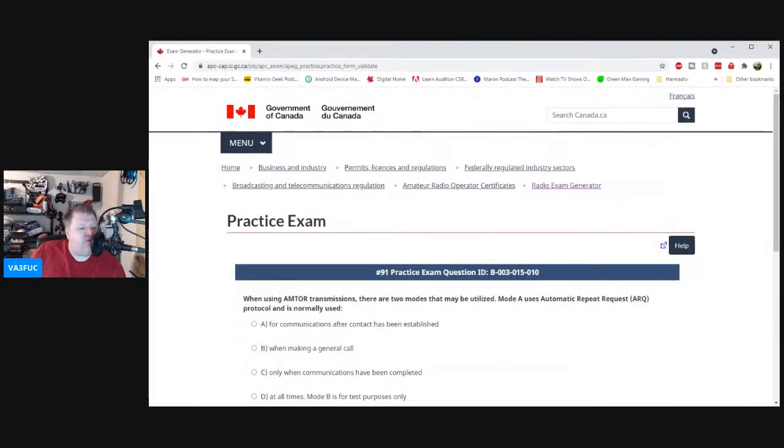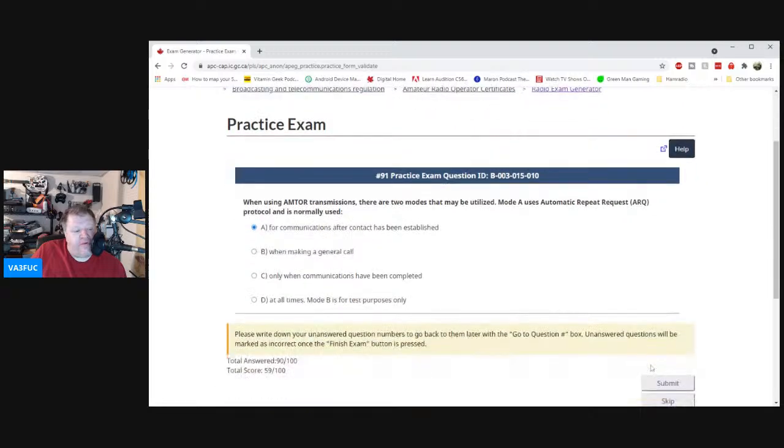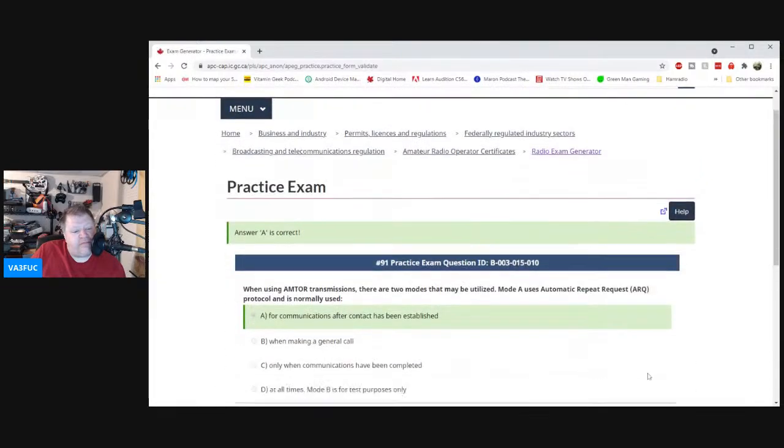When using an MTOR transmitter, what are the two modes that may be utilized? Mode A uses automatic repeat request, ARQ, protocol, and is normally used for far communication, contact, and established when making general calls, when communication has been completed, at all times during mode B for test purposes only. That's for all communications once established.